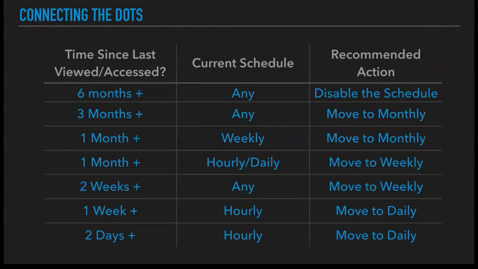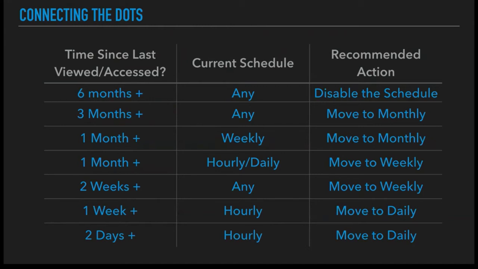Really what it is looking at: how long has it been since a view or a workbook was last viewed or a data source was last accessed? What is the current schedule by which something is set to refresh? And then a recommended action that we want to take depending on how long it has been. So this is sort of the default configuration that I use, but it can be customized based on your team's needs.